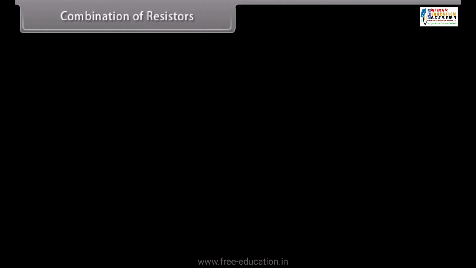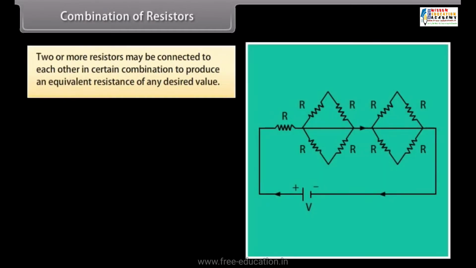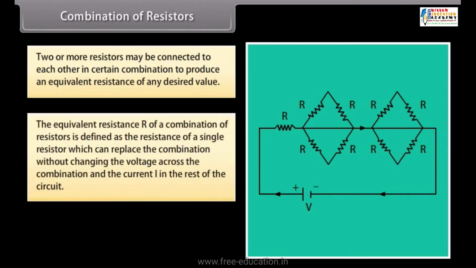Combination of resistors. Two or more resistors may be connected to each other in certain combinations to produce an equivalent resistance of any desired value. The equivalent resistance R of a combination of resistors is defined as the resistance of a single resistor which can replace the combination without changing the voltage across the combination and the current I in the rest of the circuit.